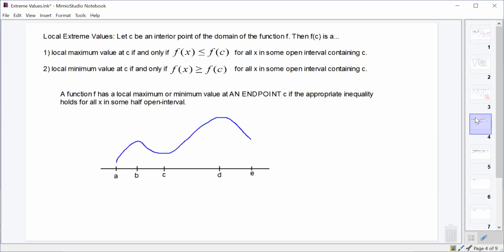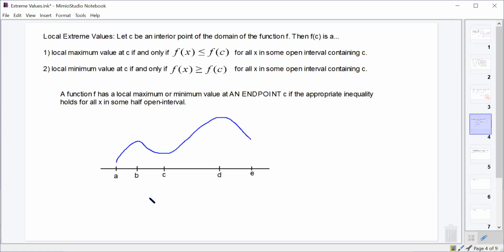All right, so we talk about local extreme values. We talked a little bit about local maxes and mins yesterday when we were looking at the graphs. So we're going to get a little bit more of a formal definition here. A local maximum occurs as long as there is some open interval surrounding the point where that point is the highest point. And a local minimum occurs if there is some open interval surrounding that point where it is the lowest point. And we can also have these at endpoints as well.